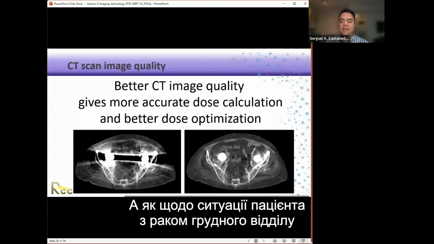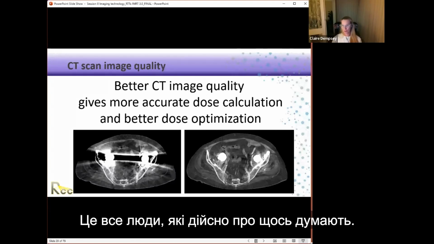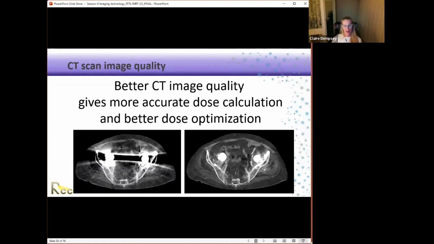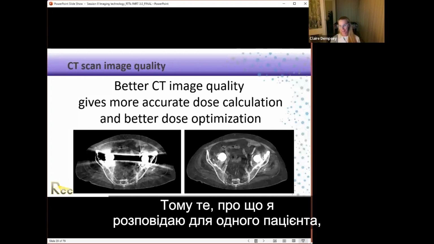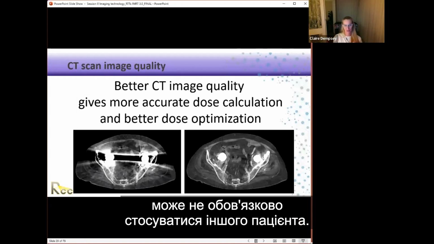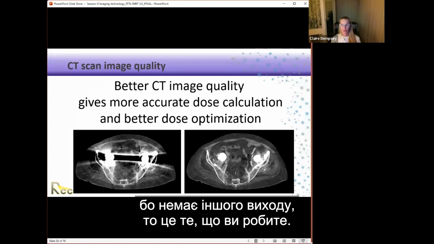What of the situation of a patient with a cancer of the thoracic spine with prosthesis? Oh, good question. People are really thinking about this, aren't they? Well, each patient is different, so what I talk about for one patient might not necessarily apply to another patient. If they've got a prosthetic and you need to treat through it because there is no other option, then that's what you do.